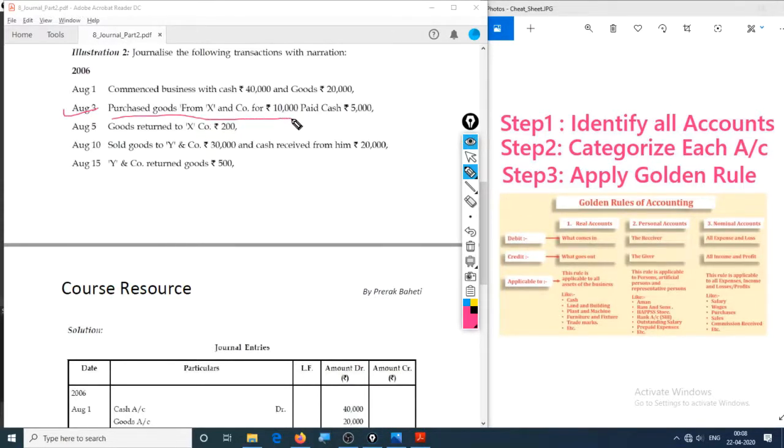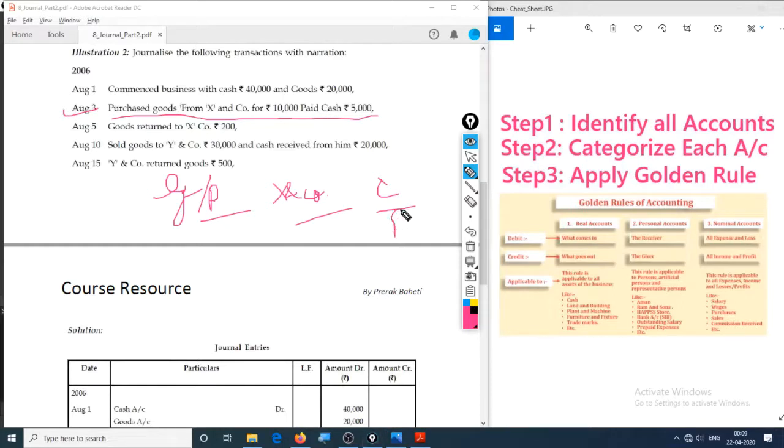Now let's check out the second compound entry, which is: purchased goods from X and company for rupees 10,000, paid rupees 5,000. You can imagine any currency here, the currency of the country you belong to, or you can imagine dollar here, doesn't matter. So what are the three accounts involved? The first one is goods, or we'll refer to it as purchase account. The second one is X and company. The third one is cash.